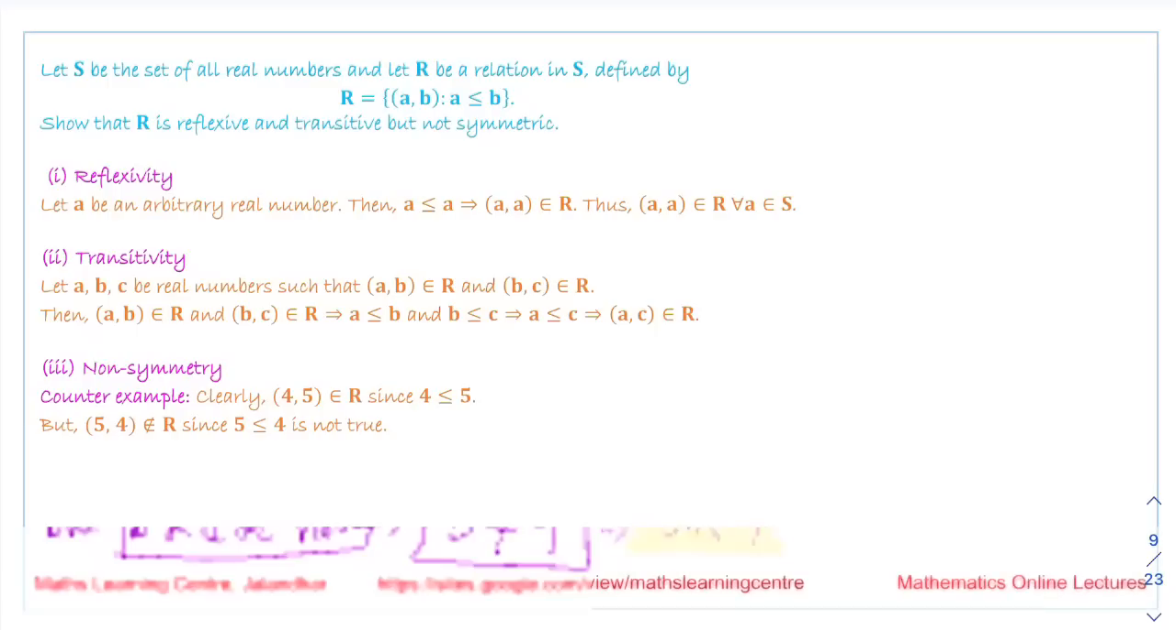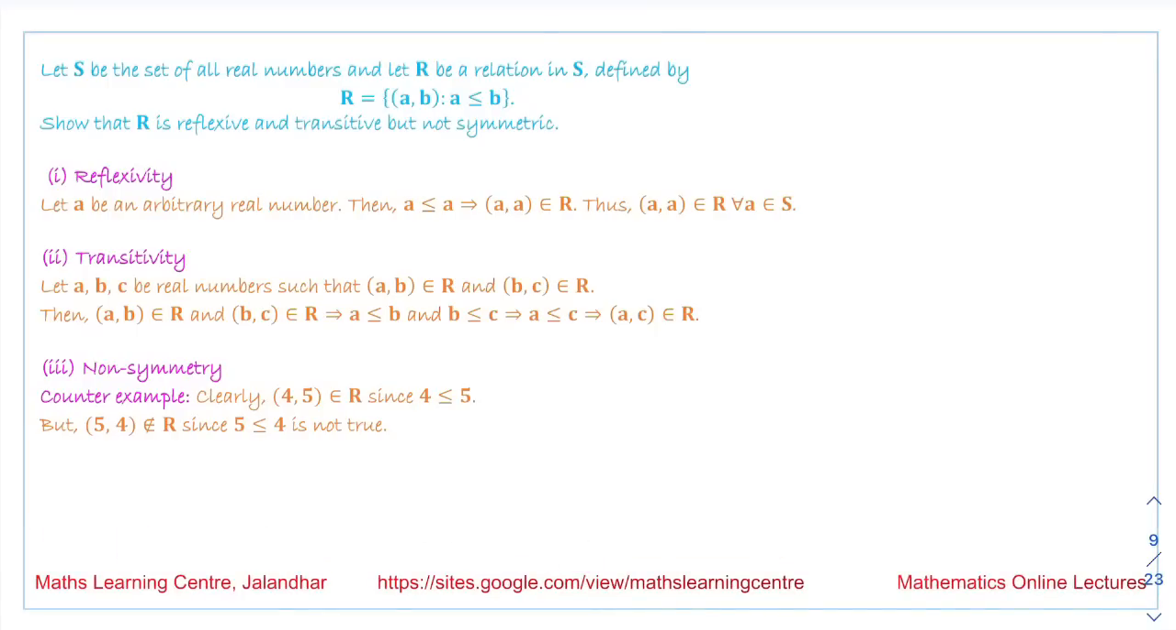Next, let S be the set of all real numbers and R be a relation on S defined by R equals A and B are related if A is less than or equal to B. We have to prove that R is reflexive, transitive, but not symmetric.